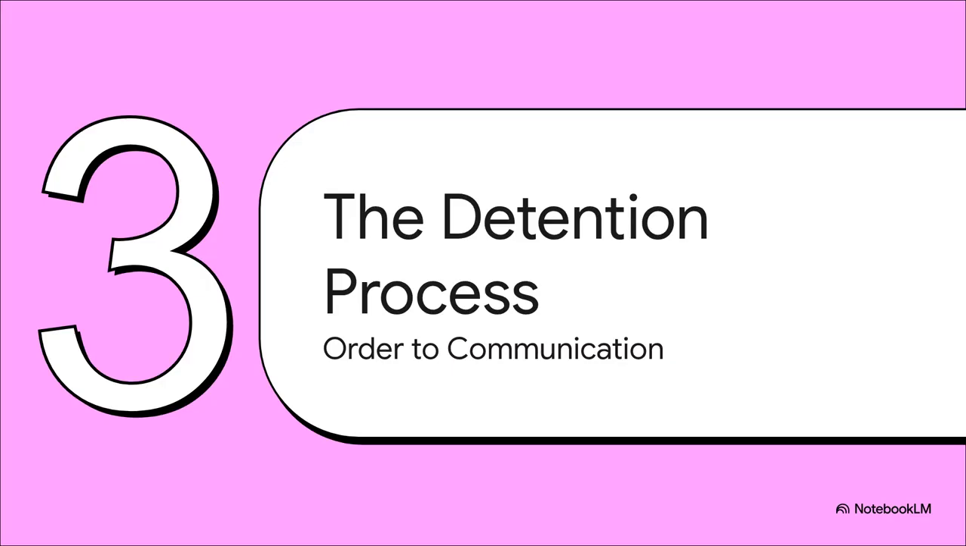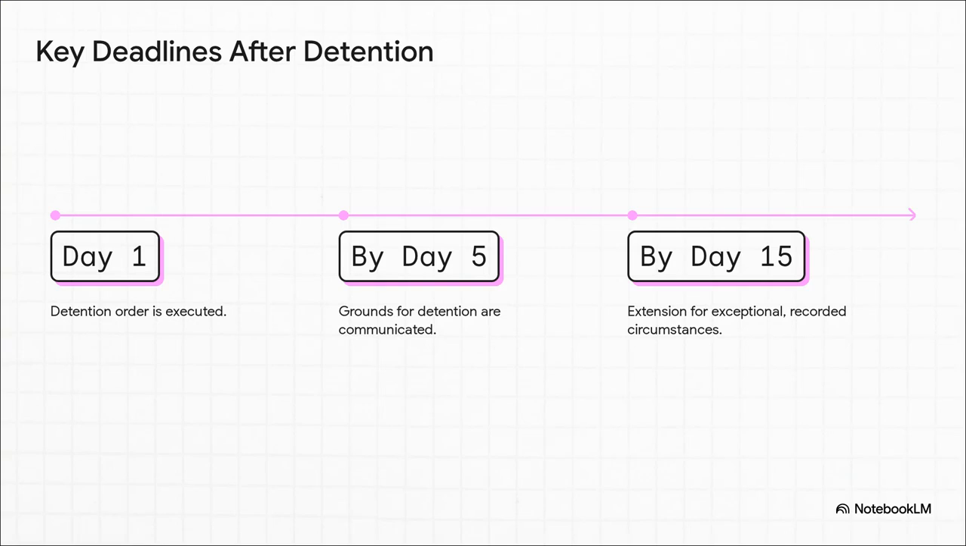All right, so an order is issued and a person is taken into custody. What happens next? Well, the Act sets a really strict timeline for telling them why they're being held. From the very moment of detention, a clock starts ticking. The authorities have just 5 days to let the person know the grounds for their detention. Now, it is possible to get an extension up to 15 days in what the law calls exceptional circumstances, but the reason for that delay has to be put down in writing.